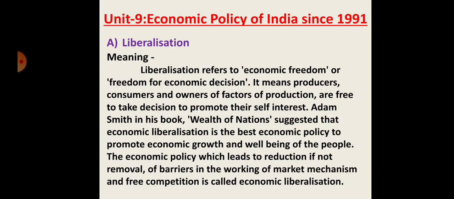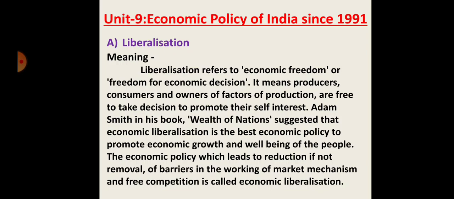We know the factors of production. How many factors of production are there? There are four factors of production: land, labor, capital, and entrepreneur. We know these are all free to take decisions to promote their self interest.